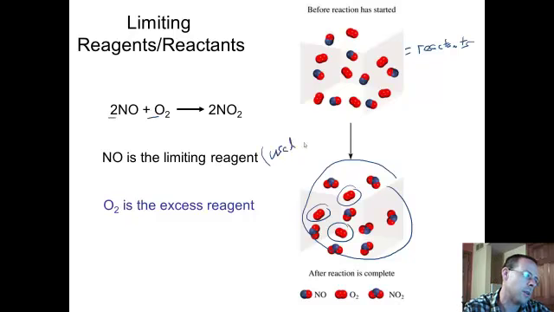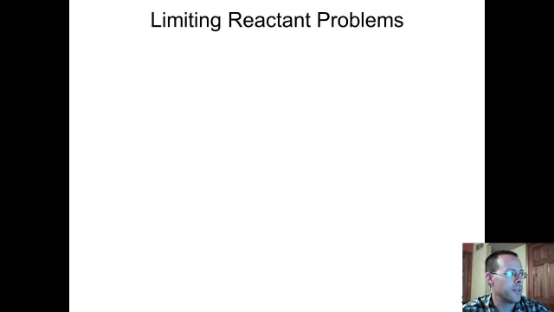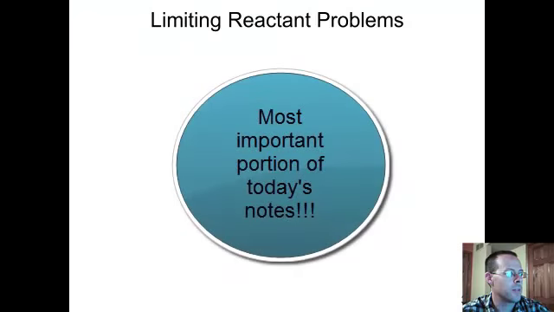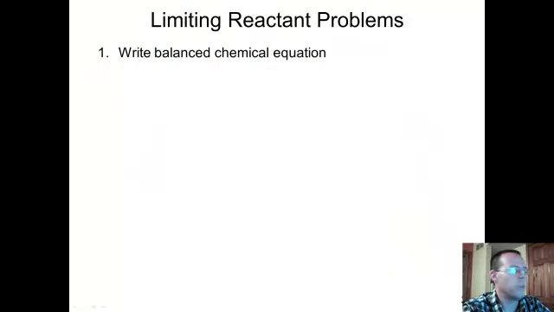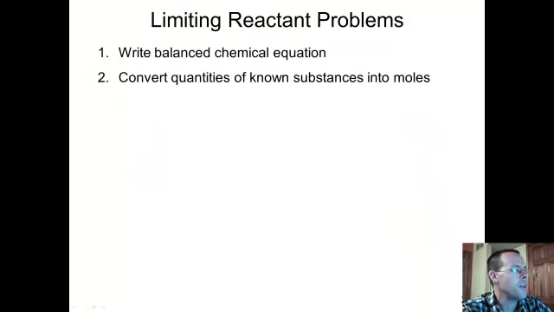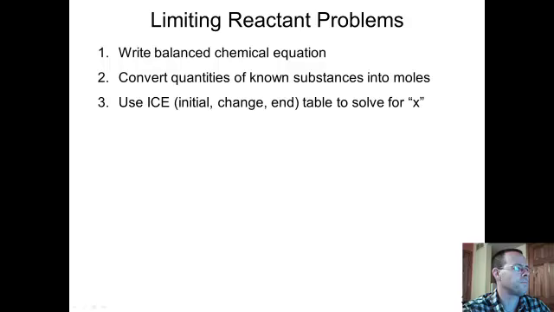Alright, so conceptually it's not too bad, but again, this next problem is going to be a little bit different than probably the way you did limiting reactant problems in the past. Here are the directions. Number 1, write the balanced chemical equation. You have to do that no matter which way you're going to solve it. Number 2, convert the quantities of known substances into moles. Sometimes it might be given to you in moles already, so there's no conversion, but if it's given to you in grams, convert it into moles.